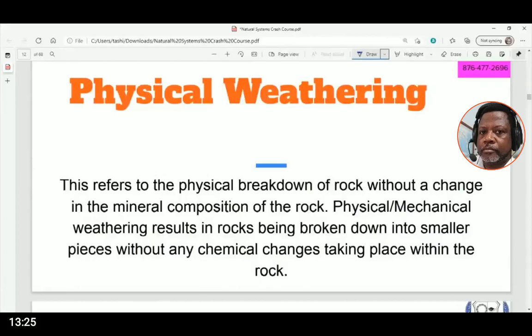So physical weathering. This refers to the physical breakdown of rock without a change in the mineral composition of the rock. So when we say mineral composition, what are we talking about?